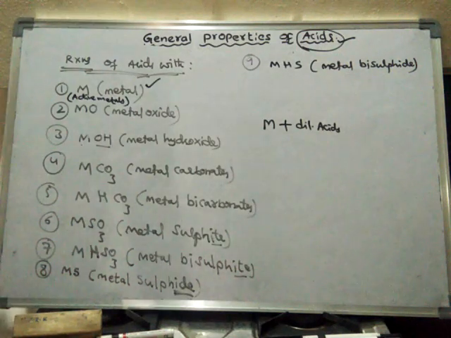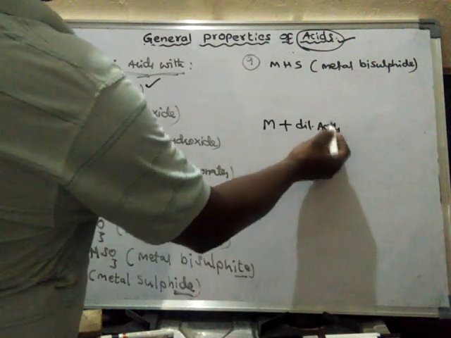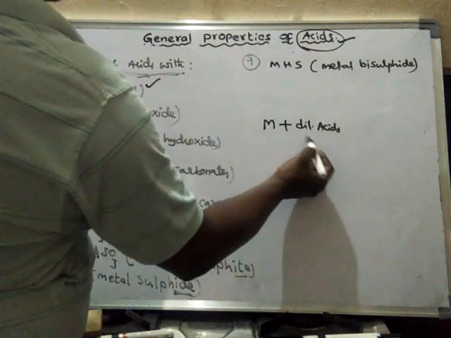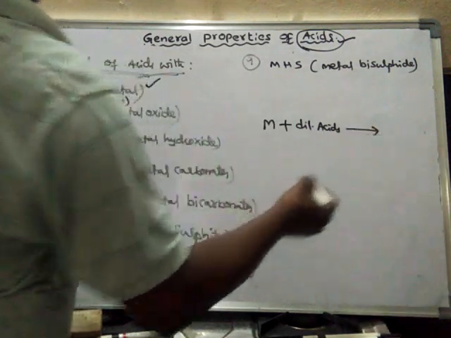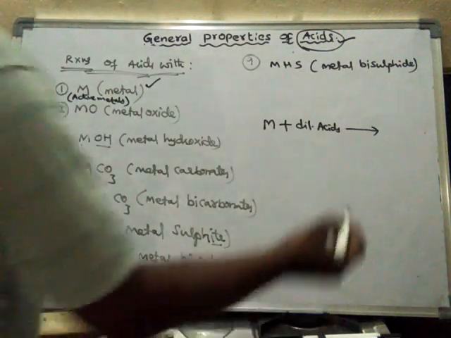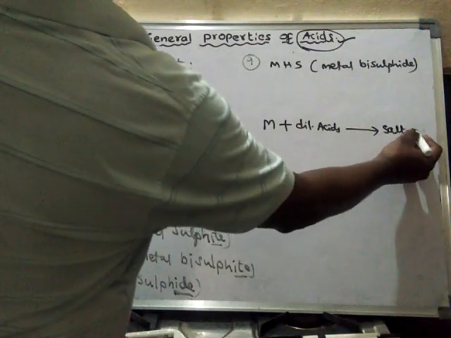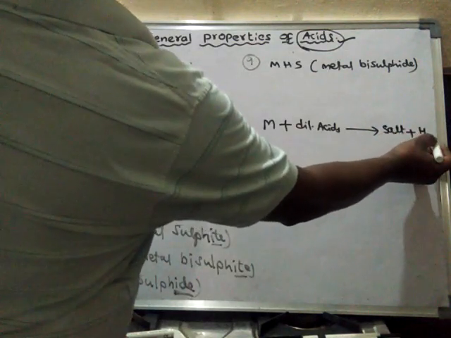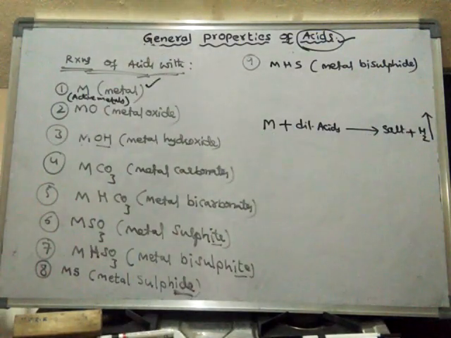Salts and hydrogen gas, they produce with dilute acids. Dilute which acids? Generally we will take mineral acids. If you take dilute mineral acids, what happens? They produce salt and hydrogen gas. They form salt, and hydrogen gas is liberated.